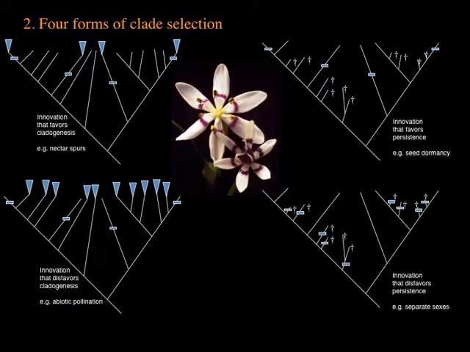Okay, and then, as you might have guessed, the fourth kind of clade selection is innovation that disfavors persistence. So it's sort of like adaptations that in the short run are great. They're great for the individual, and so they spread throughout the population, and species come to be characterized in that way, but they're suicide for the clade. Like eventually, they cause them to go extinct.